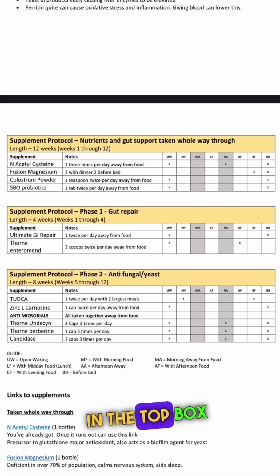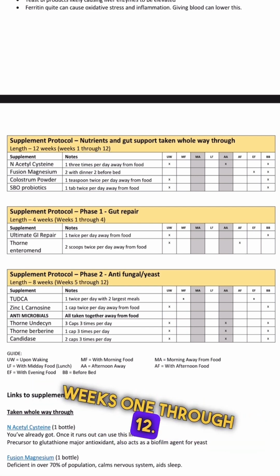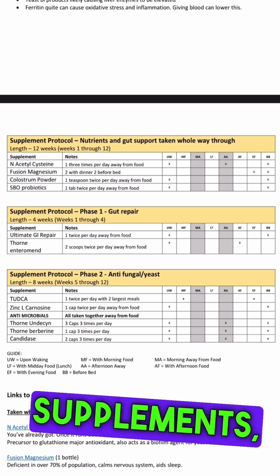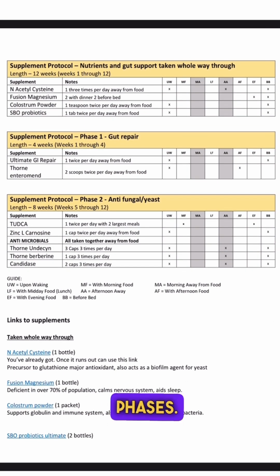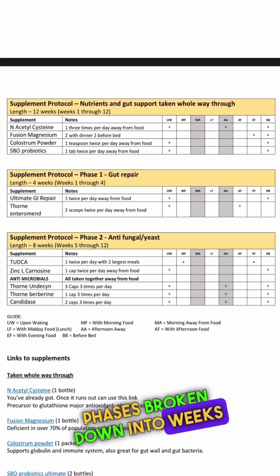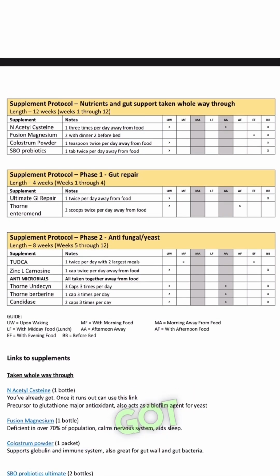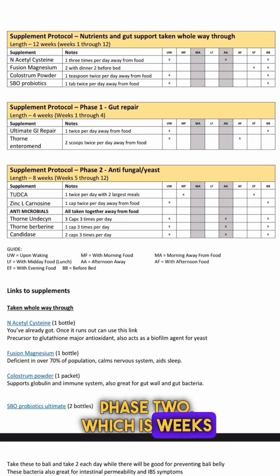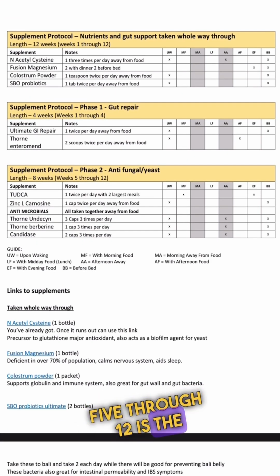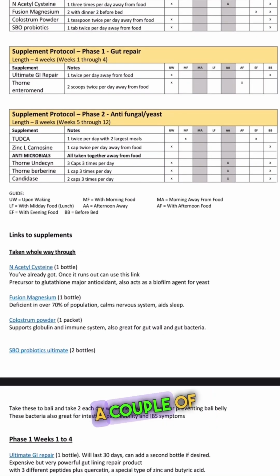So in the top box there, these are the supplements you take the whole time, weeks 1 through 12. They're the base support supplements, N-acetylcysteine, magnesium, etc. And then we've got the 2 gut phases. Weeks 1 to 4 is gut repair, so we've got 2 supplements there for that. And then phase 2, weeks 5 through 12, is the antimicrobial or anti-yeast phase. So these are the supplements to kill the yeast this person has. And there's a couple of others in there as well.